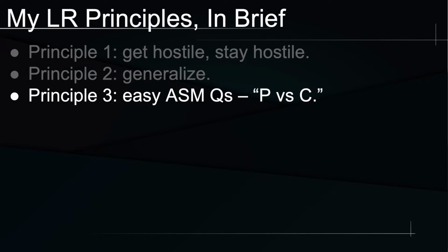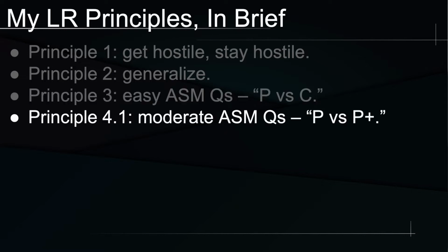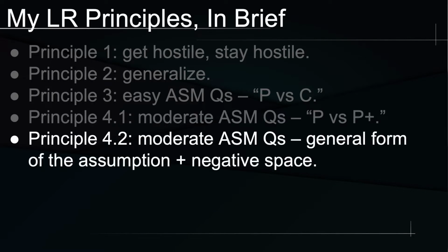Principle number 3, the next in line, is that on easy assumption questions, I look for the P versus C disconnect first. On principle 4.1, which is the next step I would take if principle 3 doesn't pan out, and this is for moderate difficulty assumption questions, I look for a P versus P plus disconnect. Principle 4.2, which is again something that I would do if 3 and 4.1 didn't work out, also for moderate difficulty assumption questions, I try then to, if I can't find P versus C or P versus P plus, default to looking for the general form of the assumption and negative space.